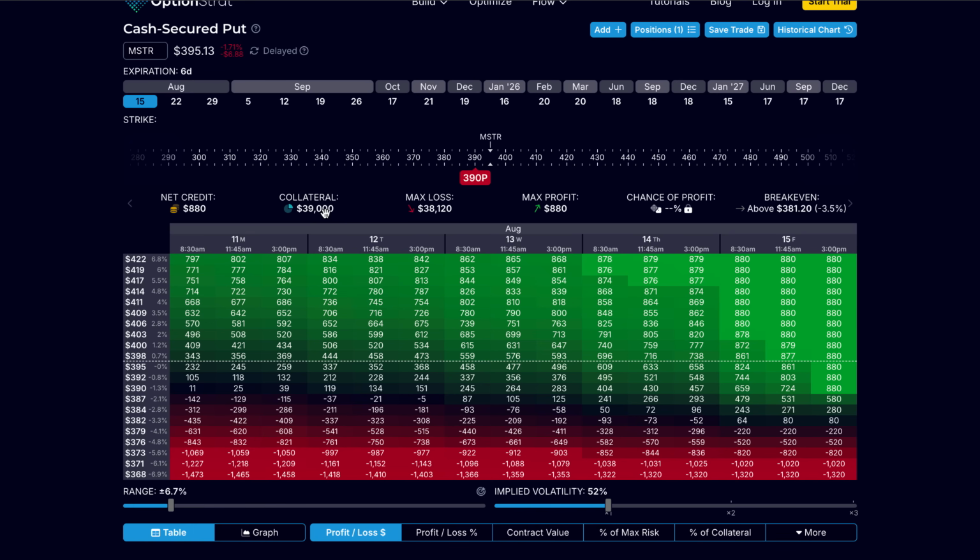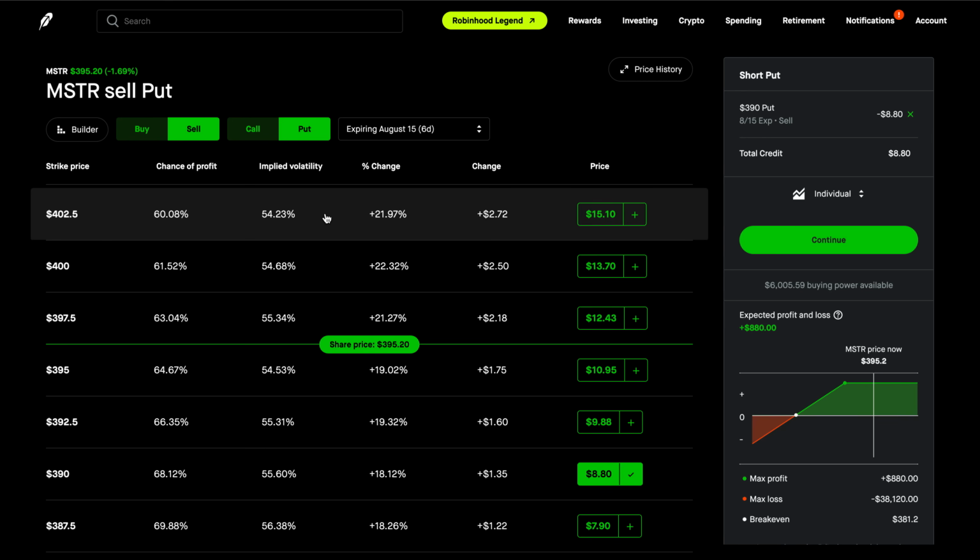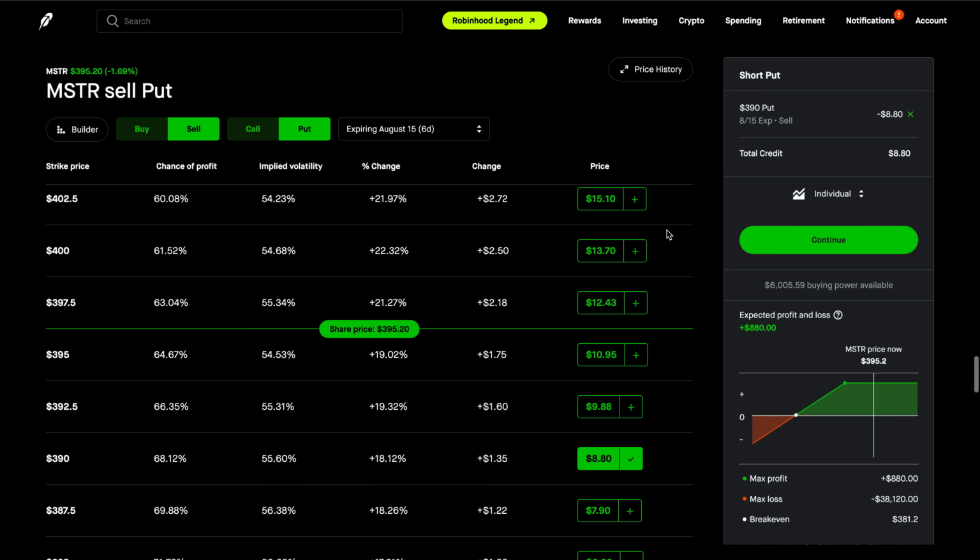So let's go back to Robinhood here, and let me show you how you could potentially do that. Let's go ahead and leave this here because we're not going to have to modify this. Let's say we can't put up cash as collateral. We can't put up $39,000 as collateral here. But again, we still want to sell puts. We still want to collect premiums. We're still neutral to bullish on the stock. What can we do instead?